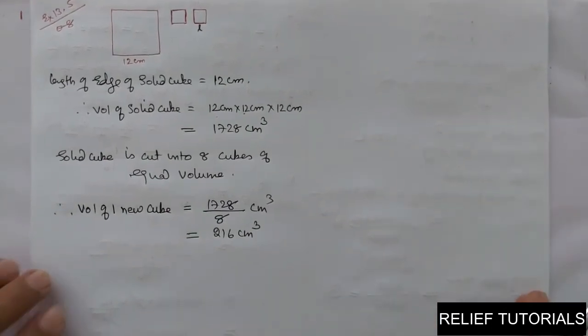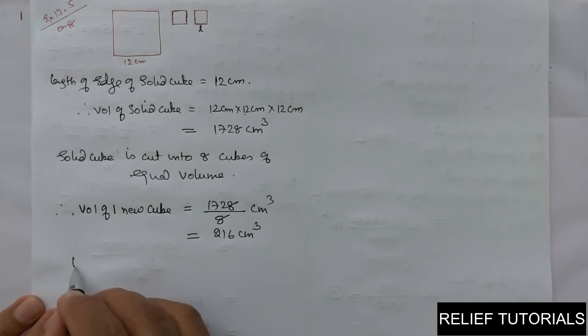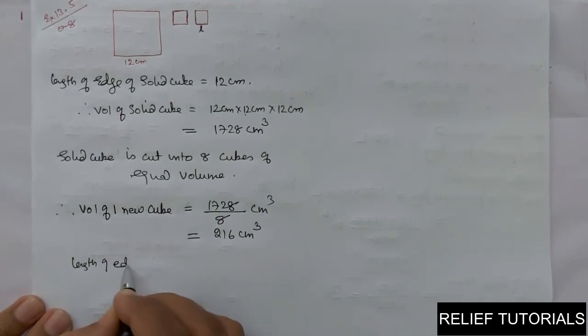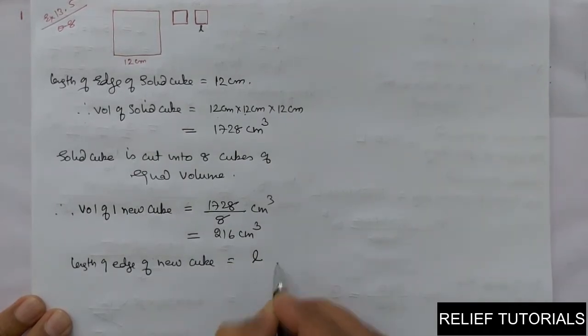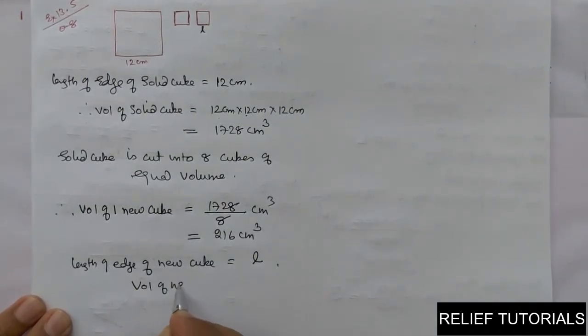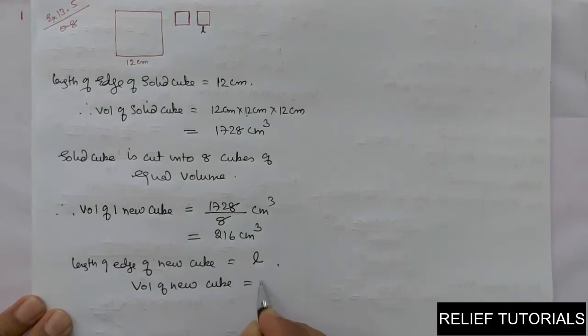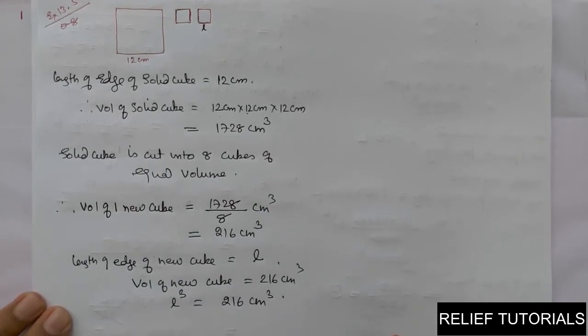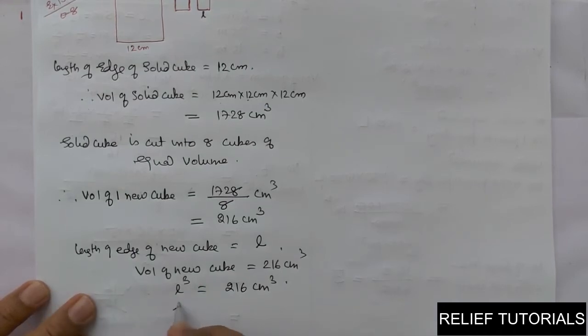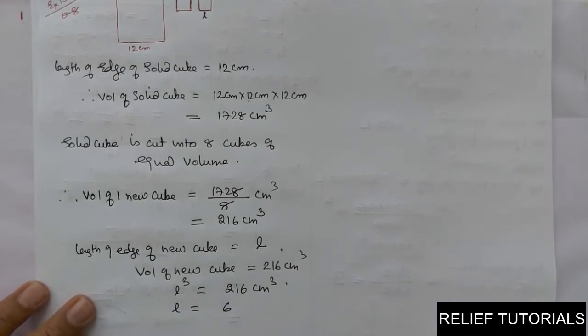Okay. Now let the length of edge of the new cube be equal to l. Now the volume of the new cube is 216 cm³. So l³ is 216 cm³. Clear? So now we can find l. So l is equal to 6 cm. 6 cubed is 216. Clear? So we got the length of edge of the new cube.